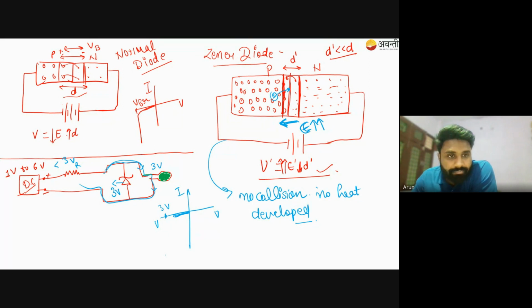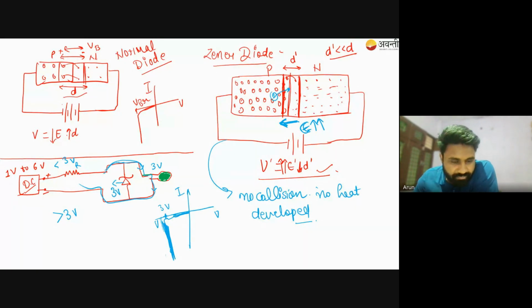But what about the case when the output is greater than 3 volt? What will happen? When the output just reaches 3 volt or goes greater than 3 volt, the current will shoot up. So a high value of current will flow through this Zener diode. If you further increase the voltage, there is no change in the current, which means the voltage remains constant over the change of current.